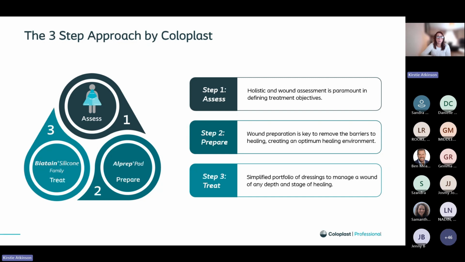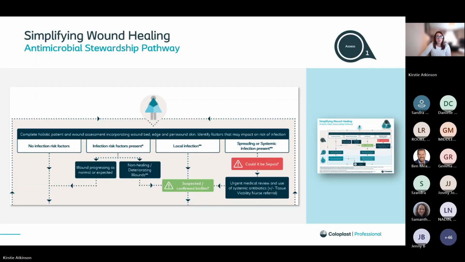And like I said earlier, what we'll do is break down each section of the Coloplast 3-step approach, utilising our antimicrobial stewardship pathway, and cover antimicrobial stewardship and wound infection at each stage. So this is just a snapshot of what our assessment section looks like on the antimicrobial stewardship pathway.